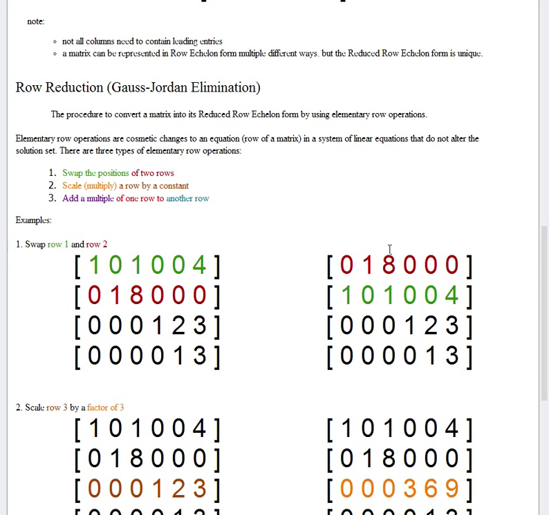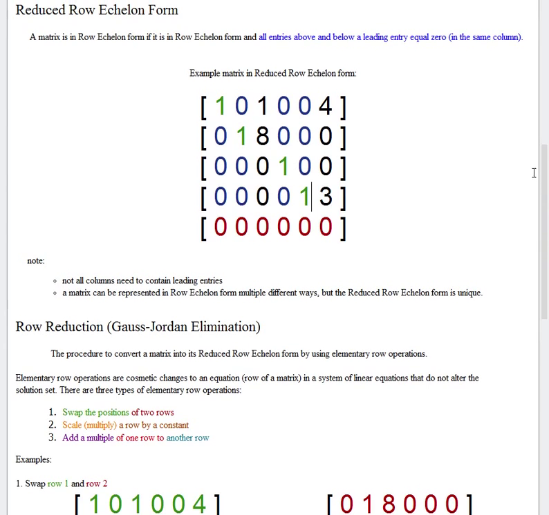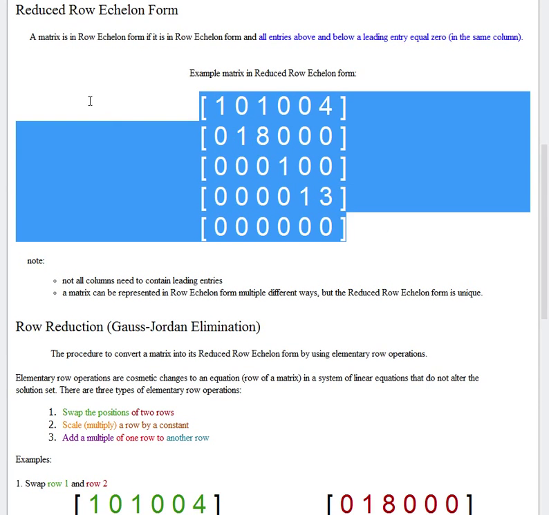So now we get to the objective of what we're trying to do. We're trying to go through the steps of row reduction. It's also known as Gauss-Jordan elimination, and that's to get a matrix to its reduced row echelon form. So we start out with any matrix and we try to get it to satisfy these properties.